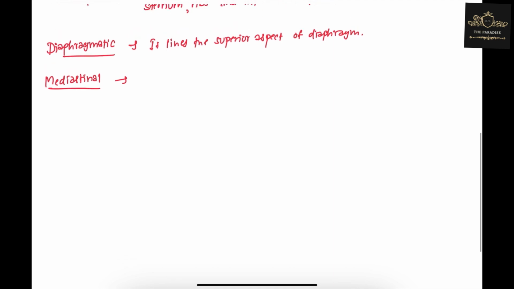Mediastinal, the word itself means it lines the corresponding surface of mediastinum.